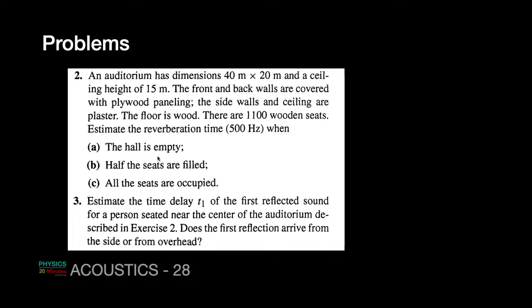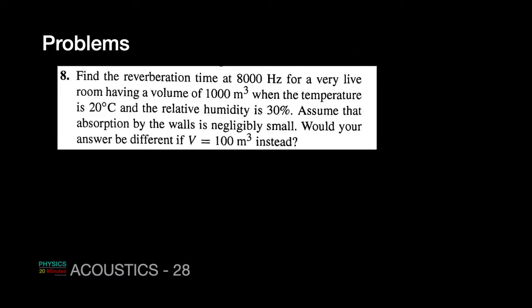Figure it out when the hall is empty, when half the seats are filled, and when all the seats are occupied. That's an easily doable problem. Estimate the time delay T1 of the first reflected sound from a person near the center of the auditorium described in exercise 2. Does the first reflection arrive from the side or from overhead? So you draw the diagram and then figure out where the first reflection will arrive. It all depends on distances and there is nothing challenging here.